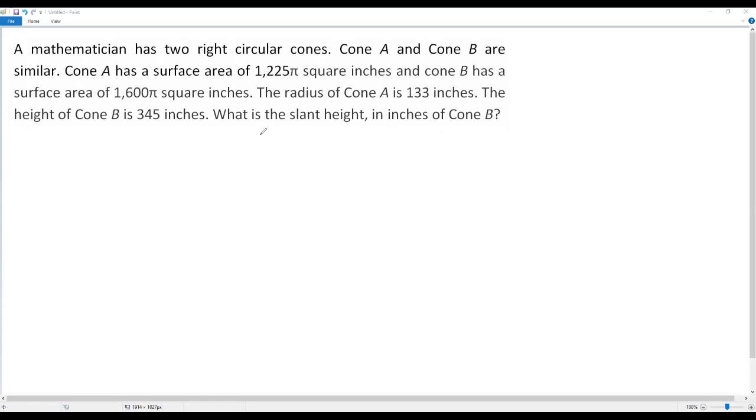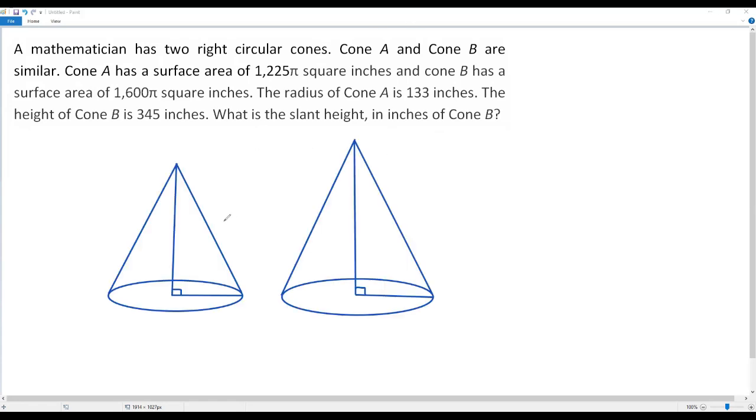Okay, first let me draw two right circular cones, cone A and cone B. Here I have drawn two cones. The first one is cone A and the second one is cone B. The surface area of cone A is 1225 pi square inches, and for the second one, the surface area is 1600 pi square inches. The radius of cone A is 133 inches. Here we have the radius, it's 133.